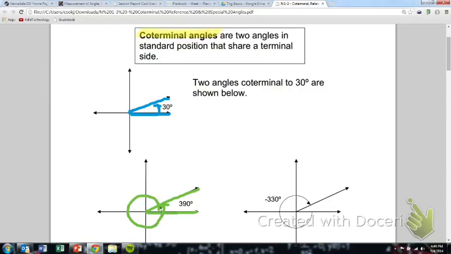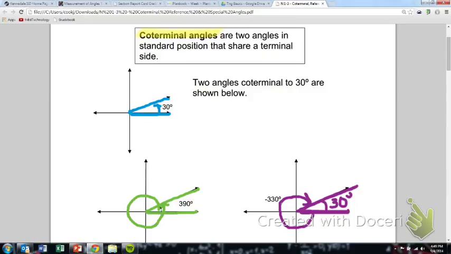So 30 and 390 are coterminal. They stop in the same place. They just take a different rotation to get there. Likewise, instead of going counterclockwise, I could have gone clockwise. So instead of going up 30 or around 360 and then up 30, I could have gone backwards or down or clockwise, negative 330. That rotation would give me the same initial and terminal sides. I would have started in the same place and ended in the same place, but I just went a different route to get there. But this would still be 30 in here. So 30 and negative 330 are also coterminal.